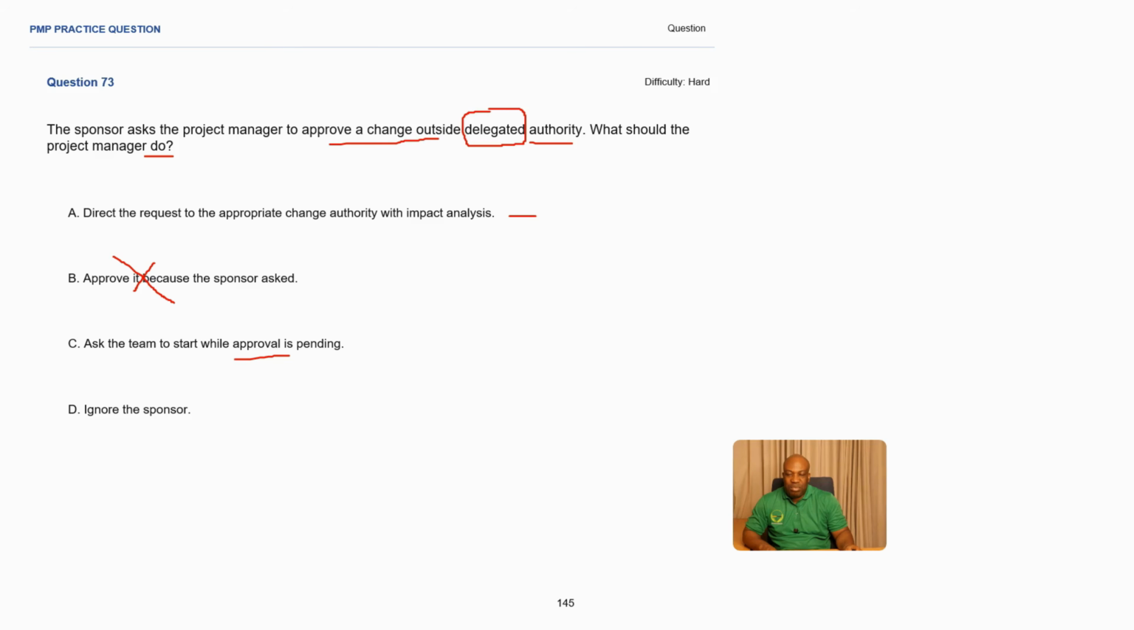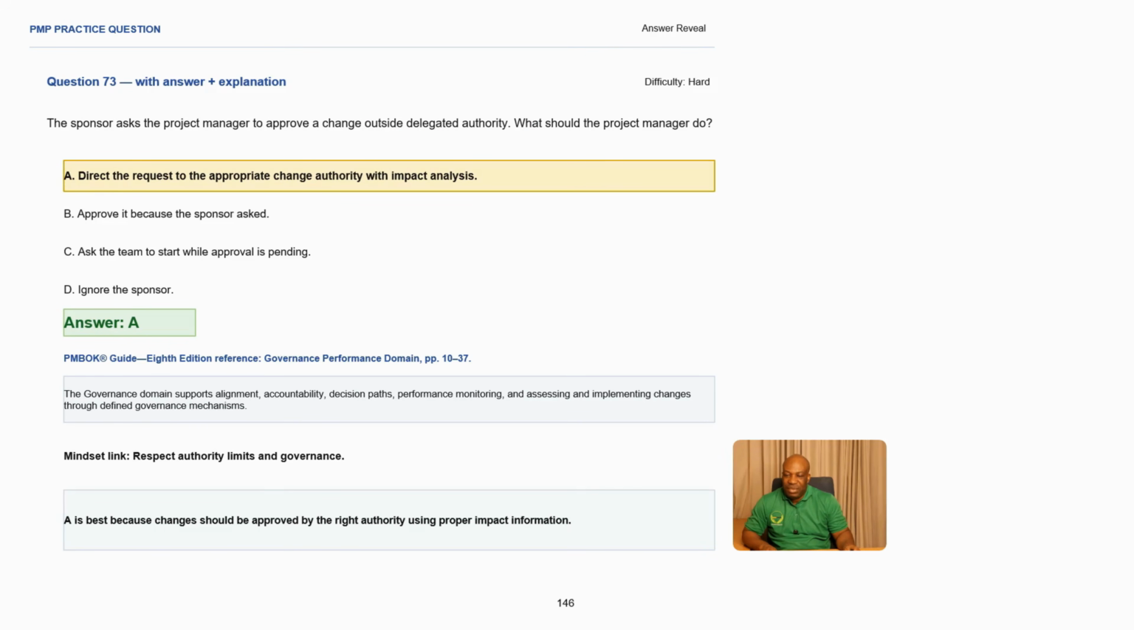It has to be approved. In project management, for something to be done, it has to be approved first. So this cannot be the answer. Ignore the sponsor. You cannot ignore issues or risks in a project environment, making this one an incorrect answer. So the best answer here is A.